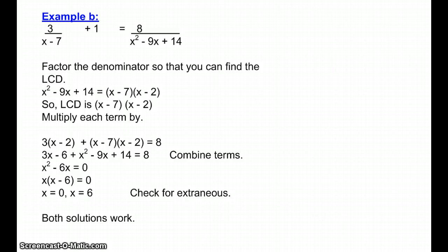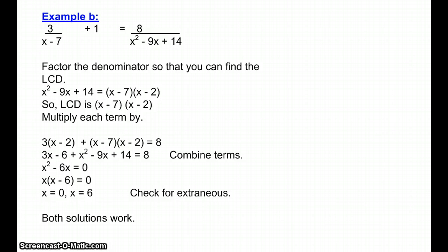So the lowest common denominator is going to be a combination of that denominator and the denominator of the first fraction, x minus 7 times x minus 2. You want to multiply each term by these two terms. So you get 3 times x minus 2 plus x minus 7 times x minus 2, and that equals 8. You see how all the denominators dropped out here.